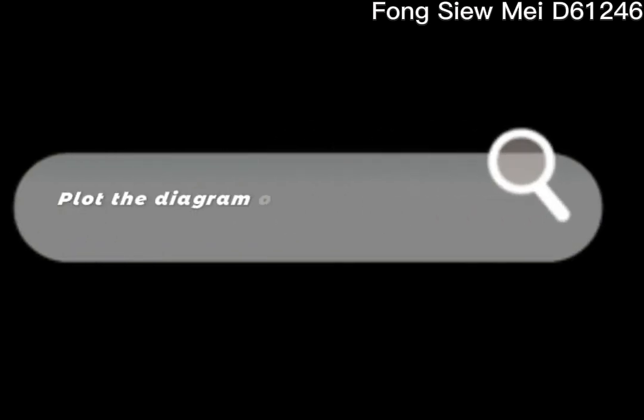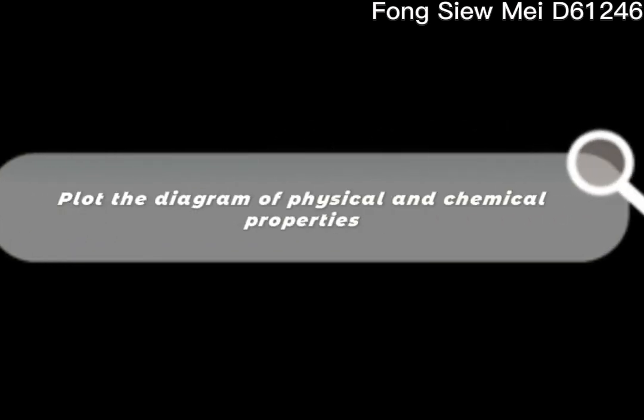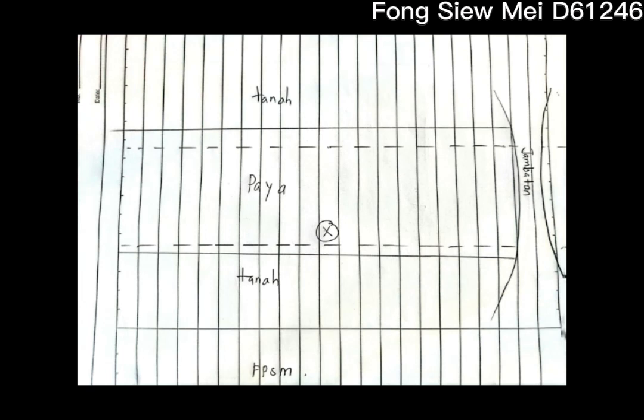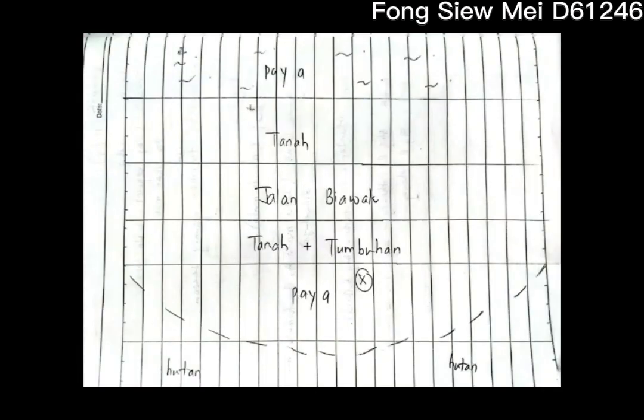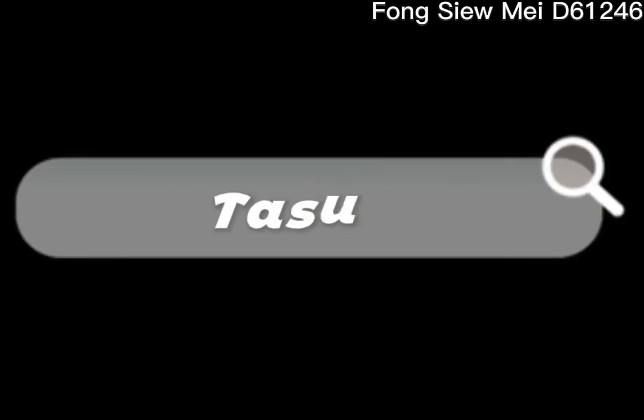Task 1. Plot the diagrams of physical and chemical properties. The chemical properties are from sunlight and the physical properties are from the place that is plotted with X. Task 2. Discuss the relations of each parameter.